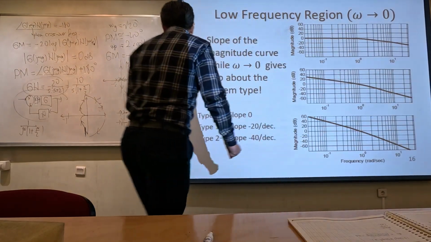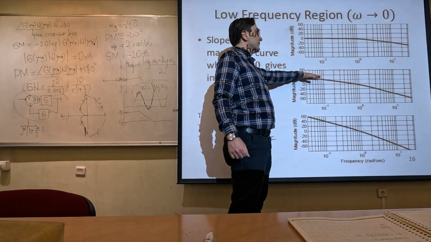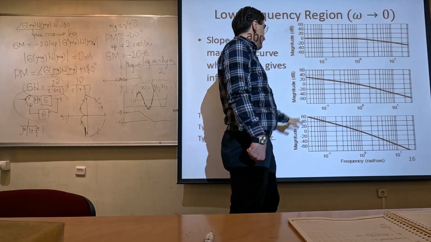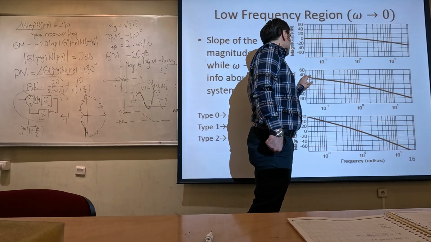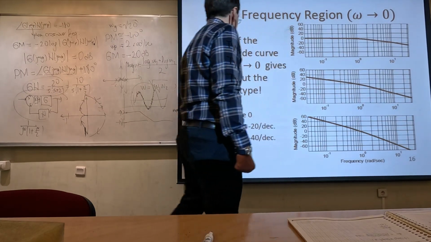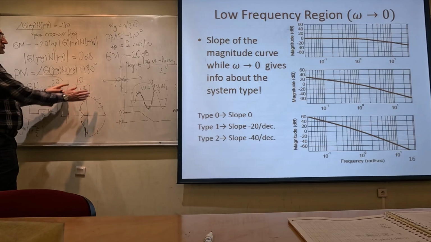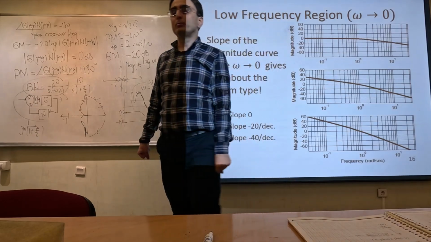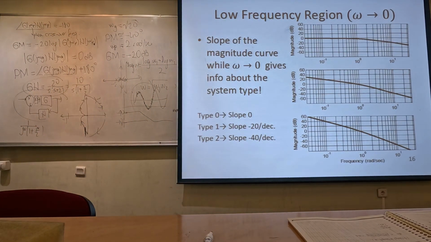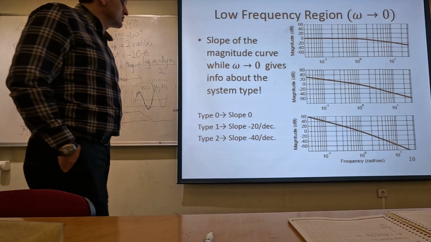If we have a single integrator in the open loop system, then the slope at low frequencies would be minus 20 dB per decade, and you would actually see this thing here. If you increase the frequency 10 times, you will see a 20 dB decrease here. And if there are 2 integrators, the slope at low frequencies would be minus 40 dB per decade. So by just looking at a magnitude plot, you will be able to find the type of a system, and you would be able to determine the steady state error for the closed loop system.